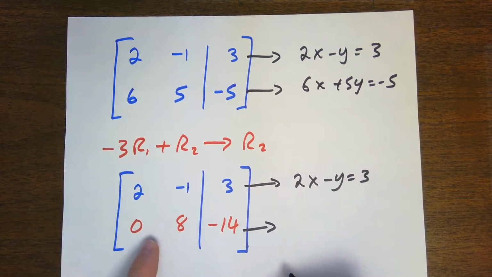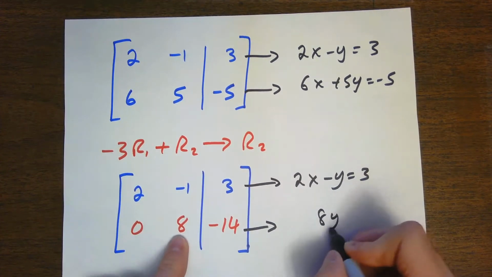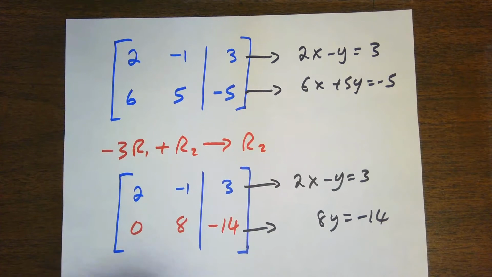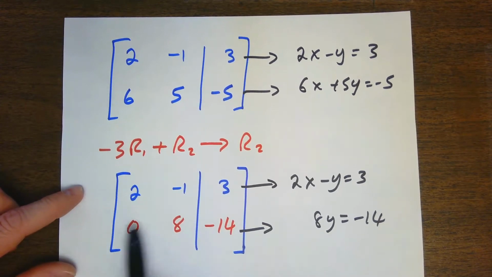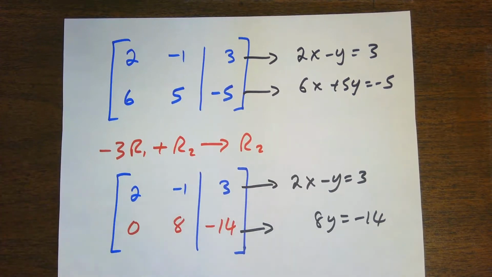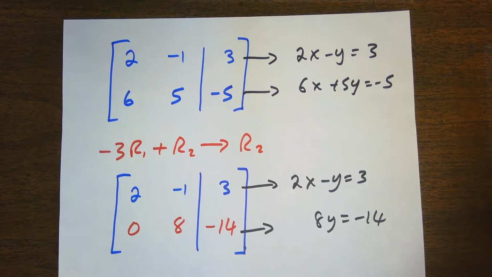But what is this one now saying? No x's and 8y's is negative 14. If I divide both sides by 8, I can solve for y very quickly. So I want to have zeros in here, and then I could just take this whole row and divide by 8, and I know what y equals. I would get no x's and 1y equals negative 14 over 8.